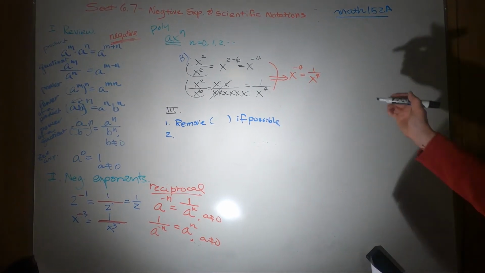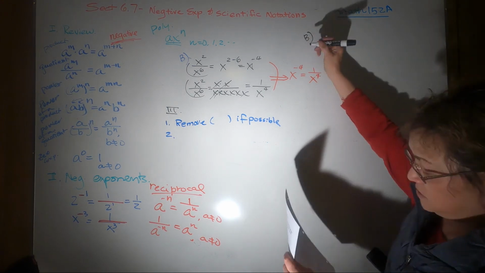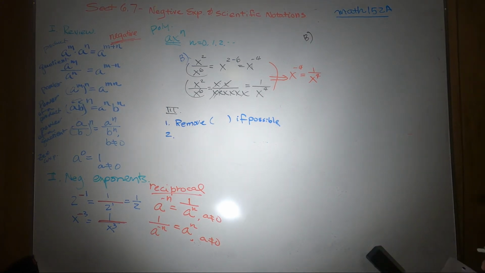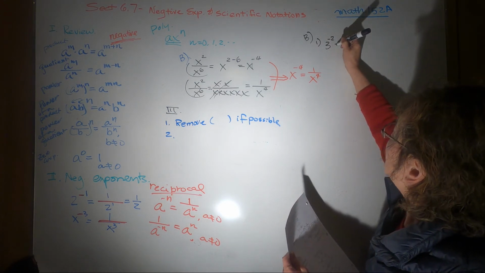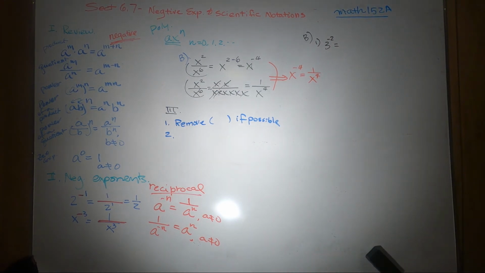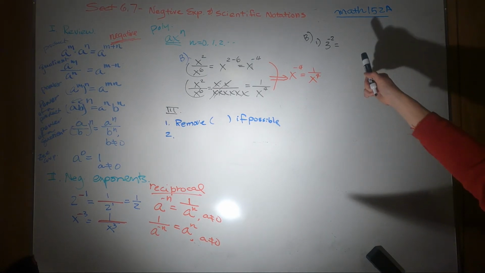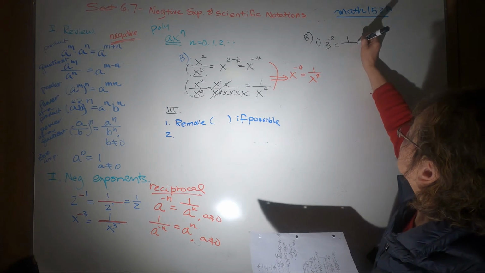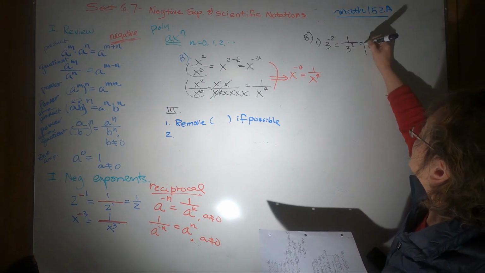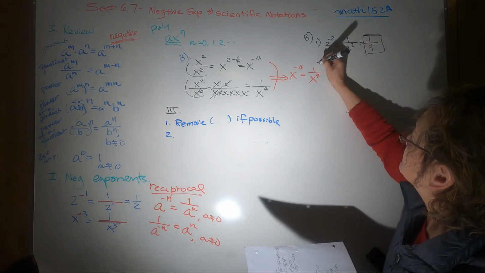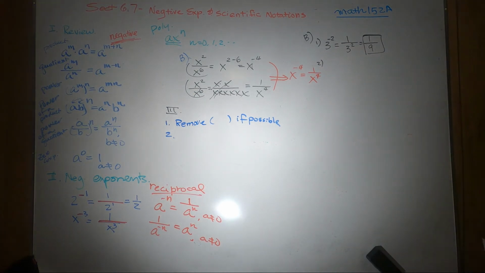Okay, so look at your next page, page 47. So if we have 3 to the negative 2 power, what kind of number is that? So you will interpret your negative exponent. That would be 1 over 3 to the second power. That would be 1/9. That would be the simplest form.